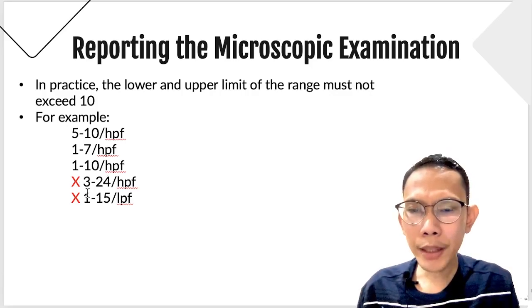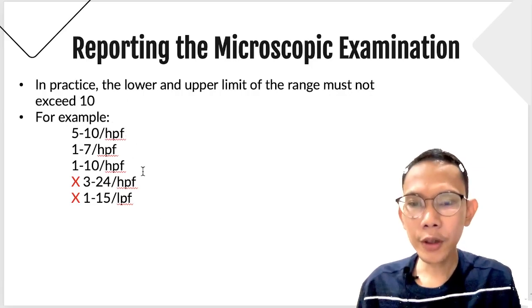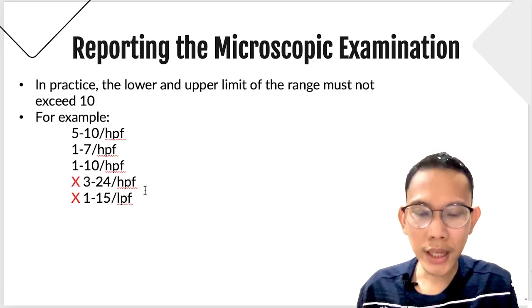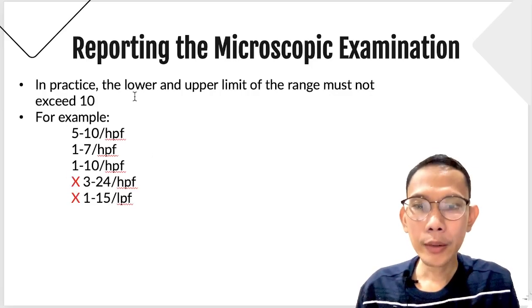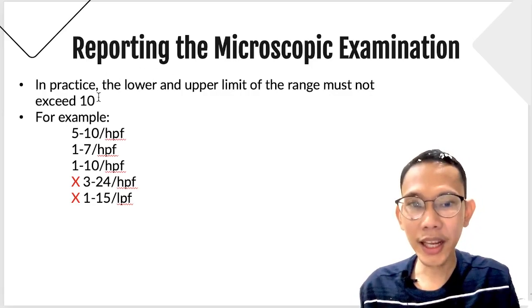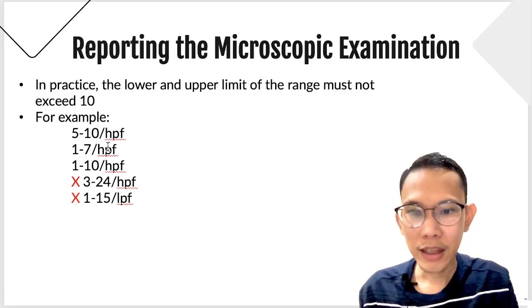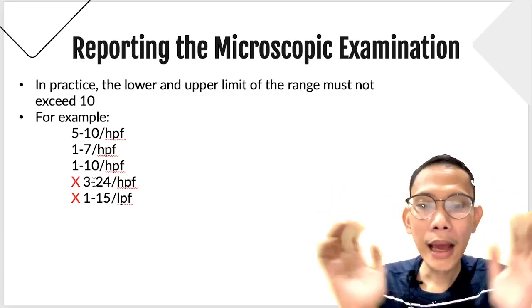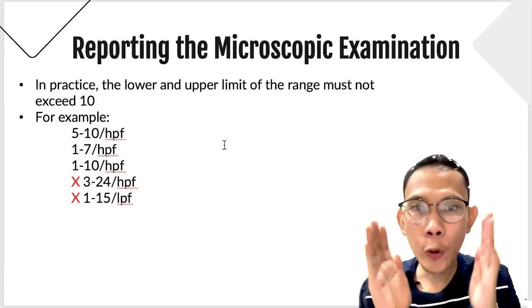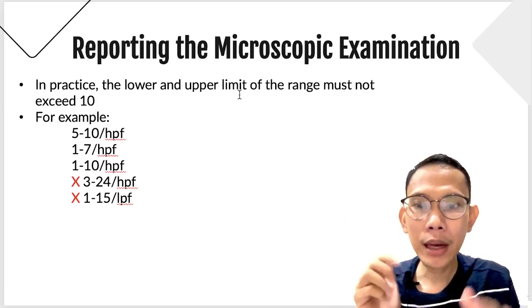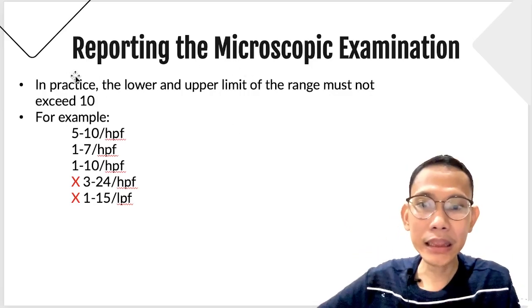But 24 minus 3, di ba? Nag-exceed na siya sa 10. So therefore, we could not consider your 3 to 24 and 1 to 15 as a correct answer. Again, the lower and upper limit of the range must not exceed the 10. Okay? Hindi dapat mag-exceed ng 10. Ito, 24 minus 3, di ba? Mag-exceed naman yan sa 10. Ang point lang nito is that hindi sobrang layo ng ating range. Ang pinaka-upper limit ng range natin dapat hindi mag-exceed ng 10.